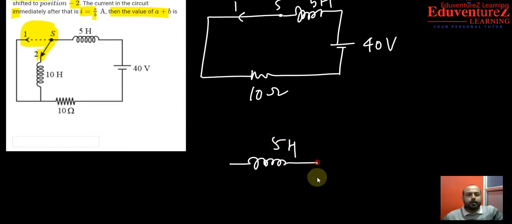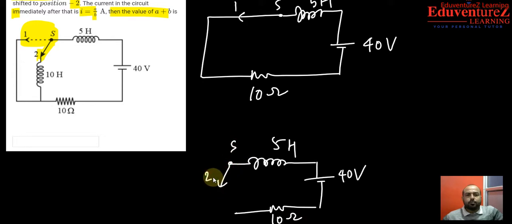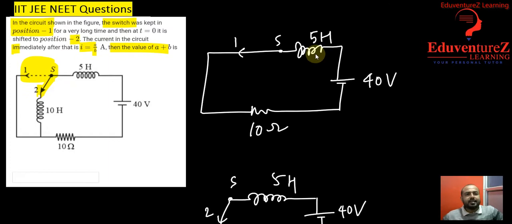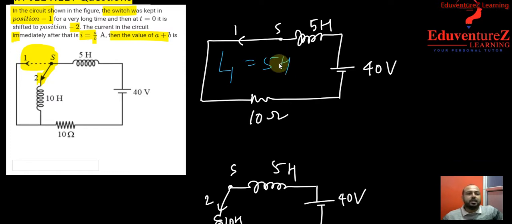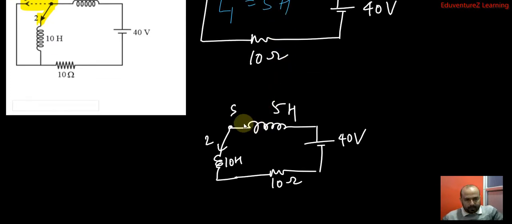This is 5 Henry, and this one is 40 volt, and that side is a 10 ohm resistance, and this is the switch connected to position 2, and this is 10 Henry. Now this is the condition. In the first case the inductance is only L1, which is 5 Henry, but in the second case both inductors come in series. This one is 10 Henry, this one is 5 Henry, both in series.